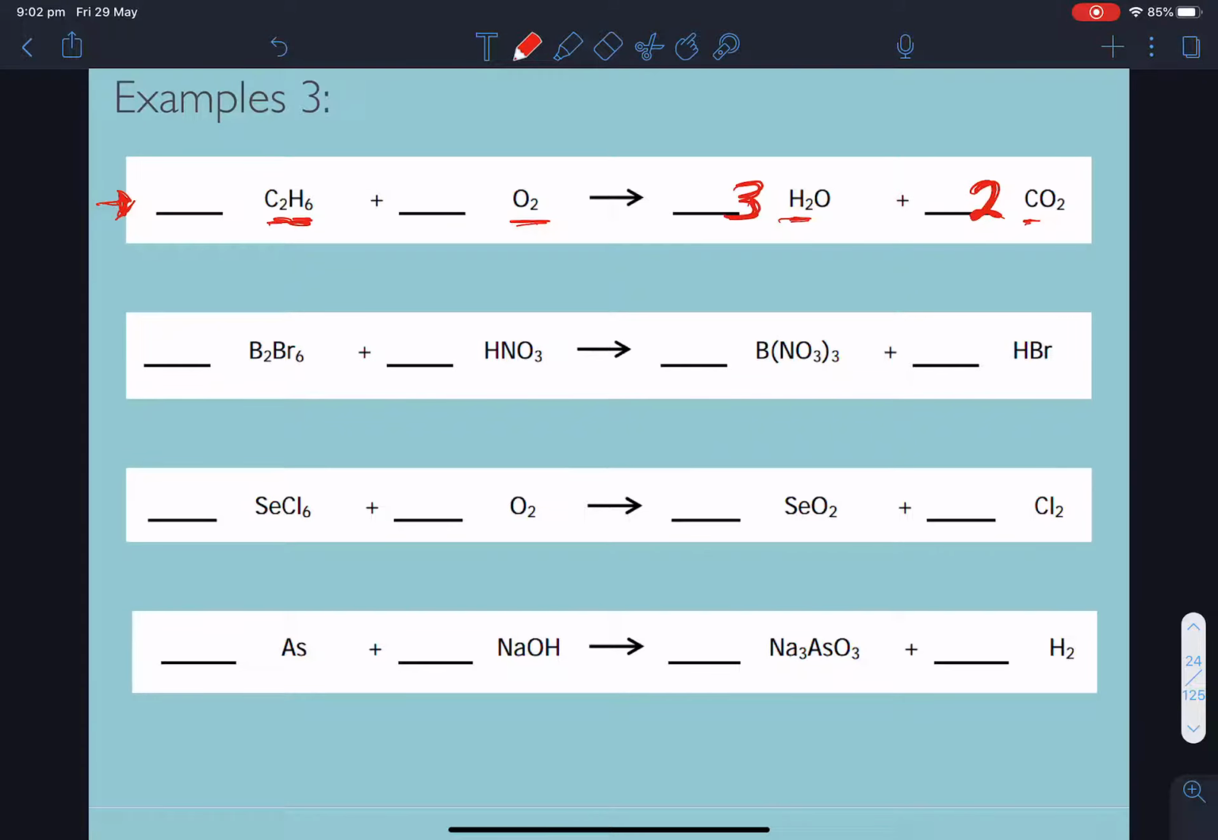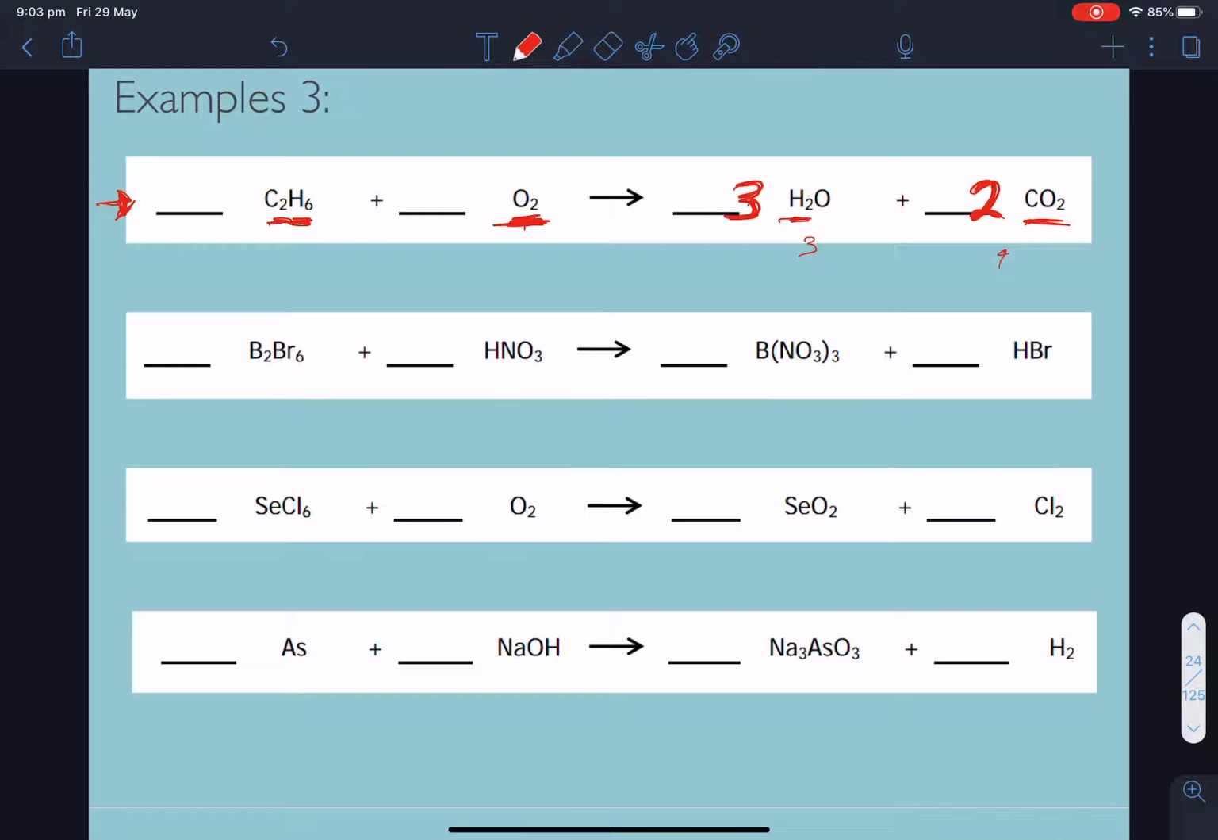Now I've got my oxygens left. This is going to be good because it's going to show you another trick with fractions. I'm jumping ahead, spoilers. I've got 2 on the left-hand side from the O2. There's 2 in each carbon dioxide, and I have 2 carbon dioxide, so that's 4 there. And I've got 1 for each water, and I've got 3 waters, so that's 3. So I've got 7 all up.